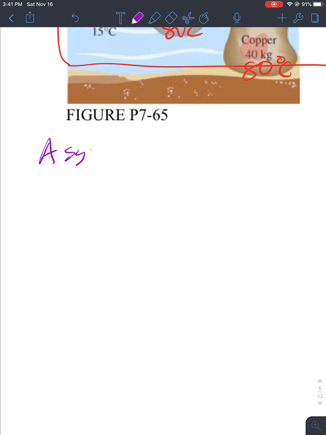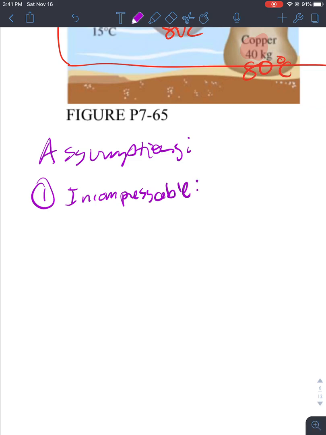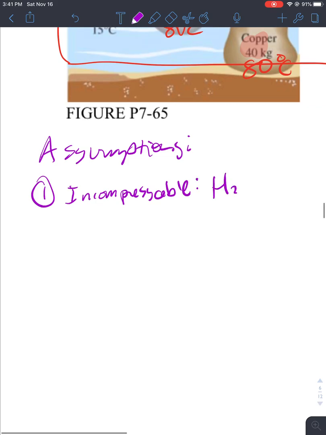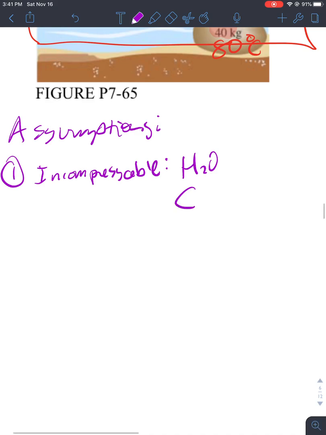Assumptions. Assumption number 1: water is incompressible. Everything's simplified. Everything's incompressible, including the water, the copper, which is Cu.